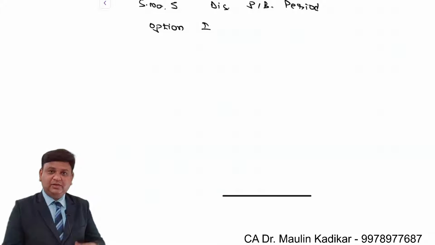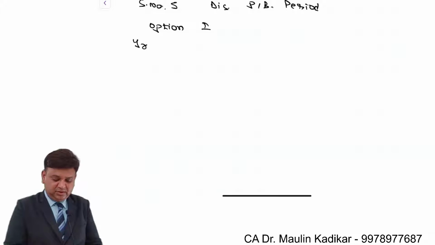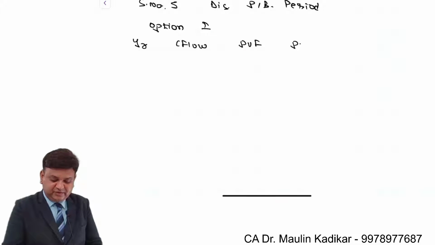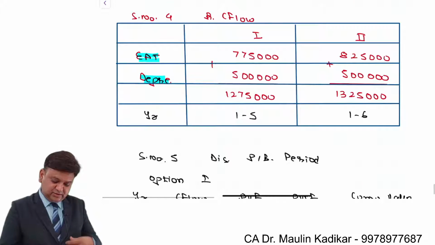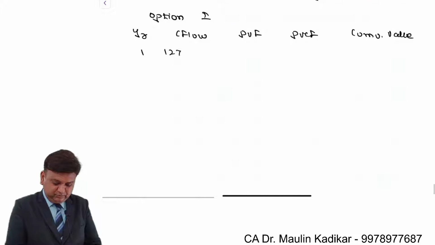So let us calculate further answer. Discounted payback period. In that, column number 1 is year, column number 2 is cash flow, third column is present value factor, next is present value cash flow, and the last is a cumulative value, and that is important. End of year 1 cash inflow is 12,75,000. End of year 1 factor is 0.877.